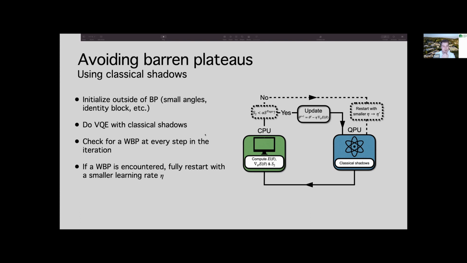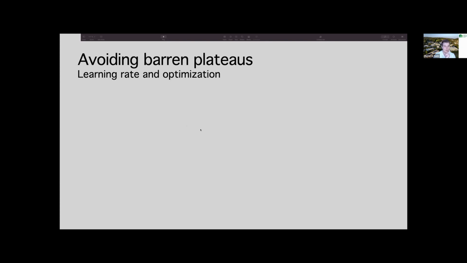And the reason for the full restart is that if you have encountered a Barren Plateau, then you cannot escape it. So you must avoid it at all costs, and it's better to simply start over. And the reason why the learning rate plays a role here is that the learning rate controls the update magnitude. So you're in this Barren Plateau free subregion in parameter space, and you want to stay in this subregion. If you have a large learning rate, you're quite likely to jump out of this region and go back into the Barren Plateau.